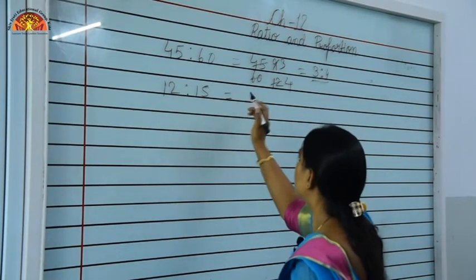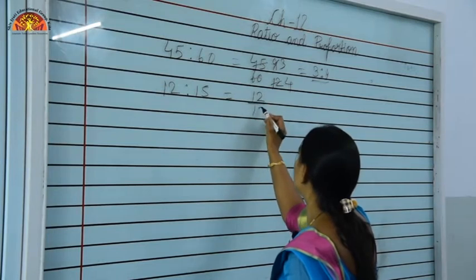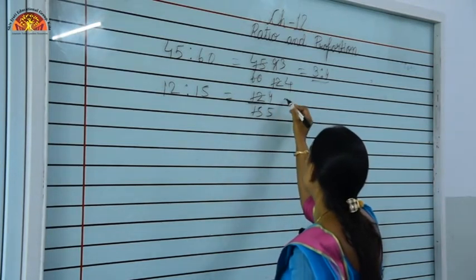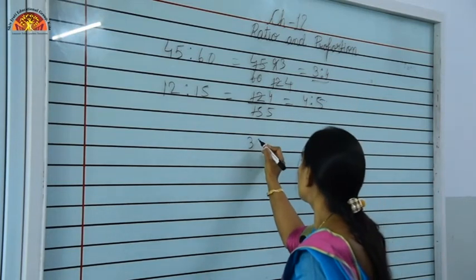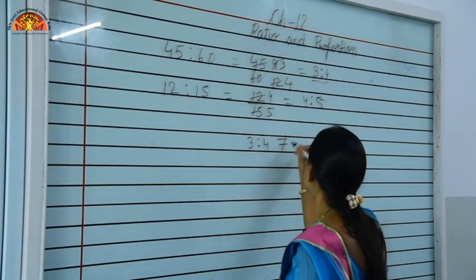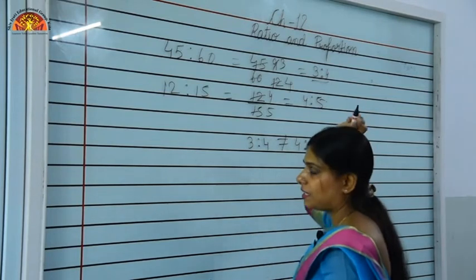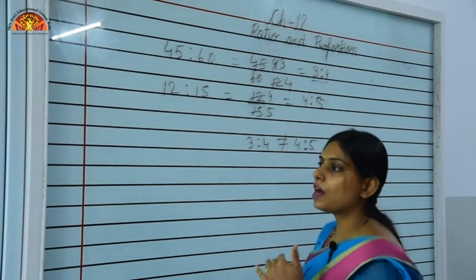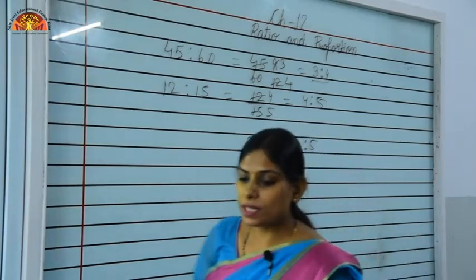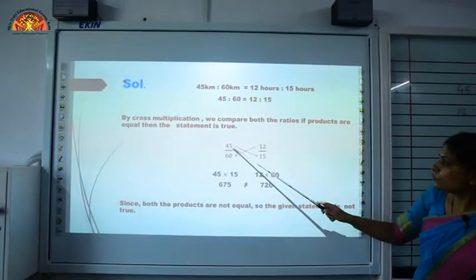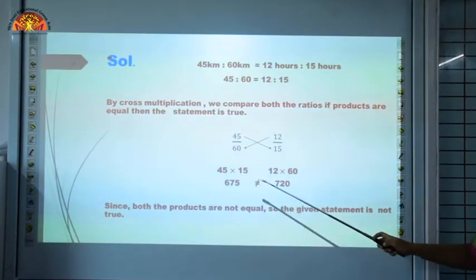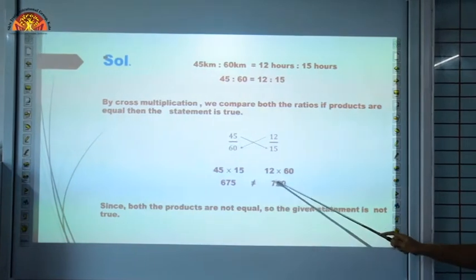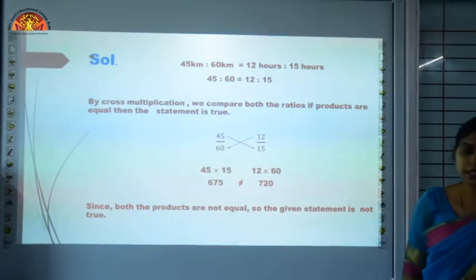Again we will simplify the next ratio, that is 12 upon 15. 3 fours are 12, 3 fives are 15, which equals 4:5. So 3:4 is not equal to 4:5. Is it clear? So these terms are not in proportion. Or children, you can also use another method, cross multiplication, that is 45 into 15 and 12 into 60. When you take the products, you will find that they are not equal. So this statement is not true.